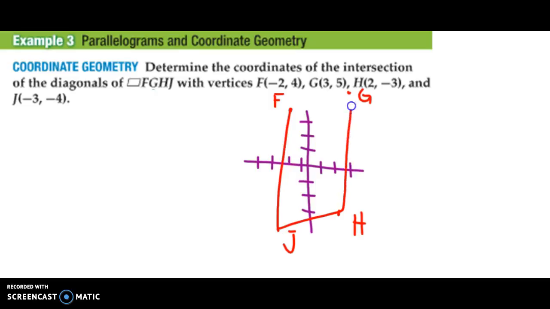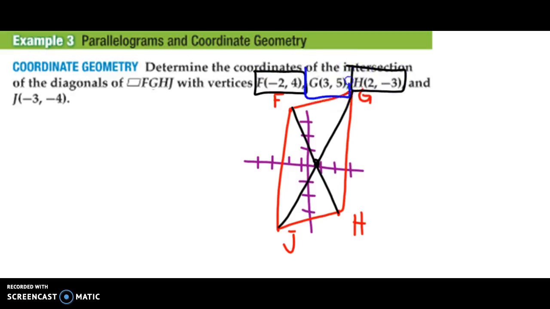I said kind of a rough sketch, but you'll see that the opposite vertices are F and H, and J and G. And so our midpoint is going to be this point right here, the middle or midpoint of both of them. So I'm going to find the midpoint of FH, and make sure that it's the same as GJ.